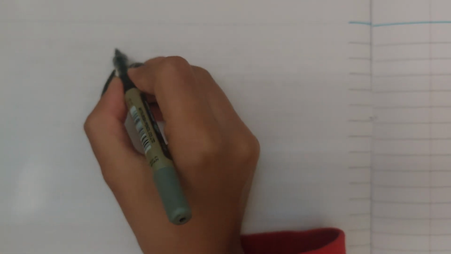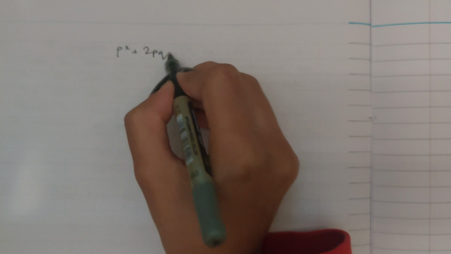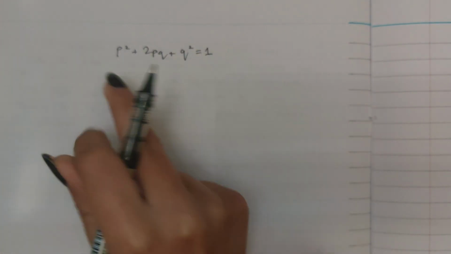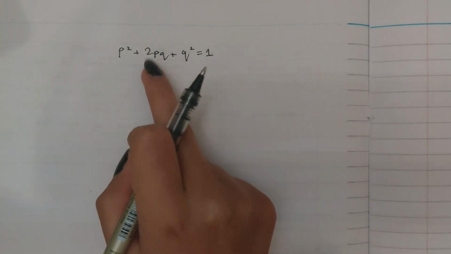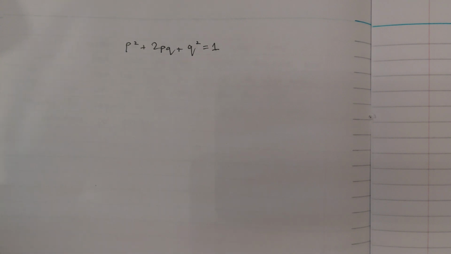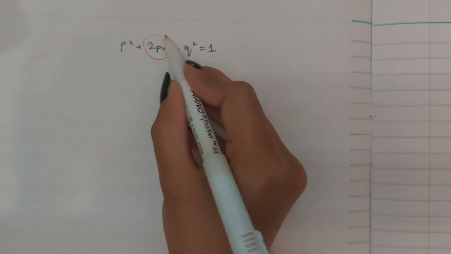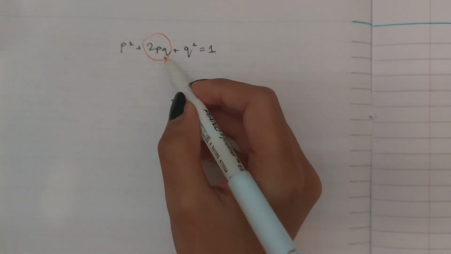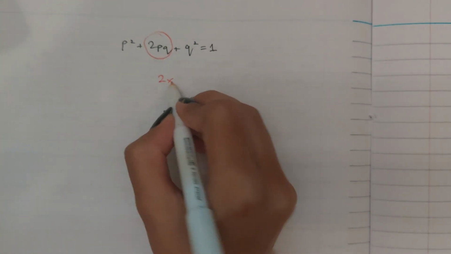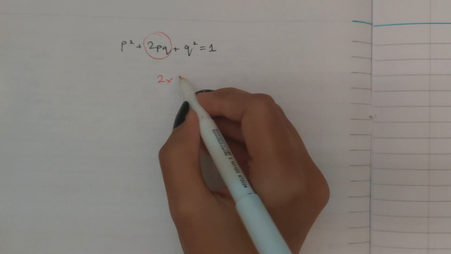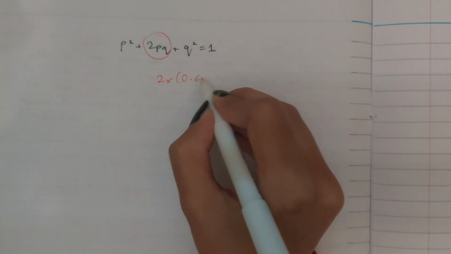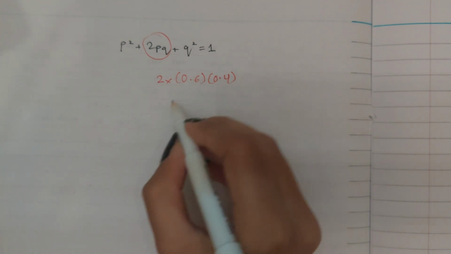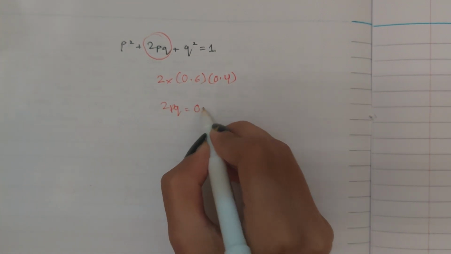As we learned from the equation, p square plus 2pq plus q square is equal to 1. So the heterozygous frequency can be found by multiplying the frequency of the dominant allele with the frequency of the recessive allele, times 2. As we know, 2pq, where p is 0.6 and q is 0.4, gives 0.48.